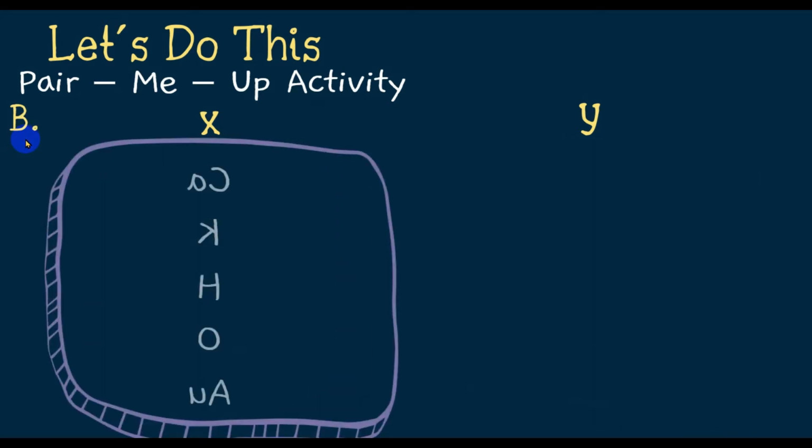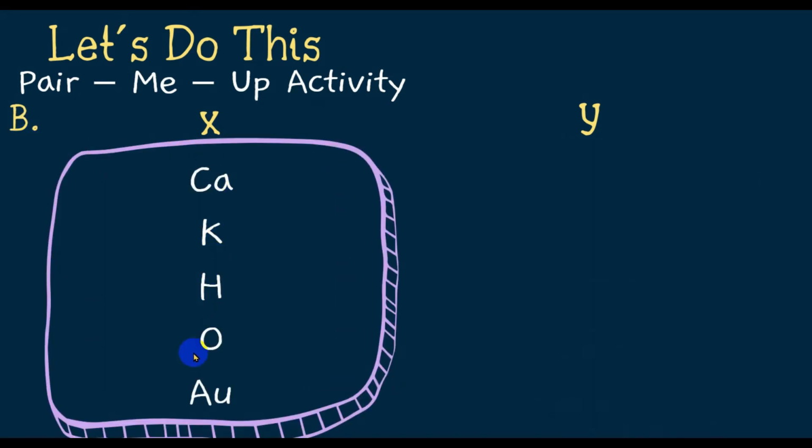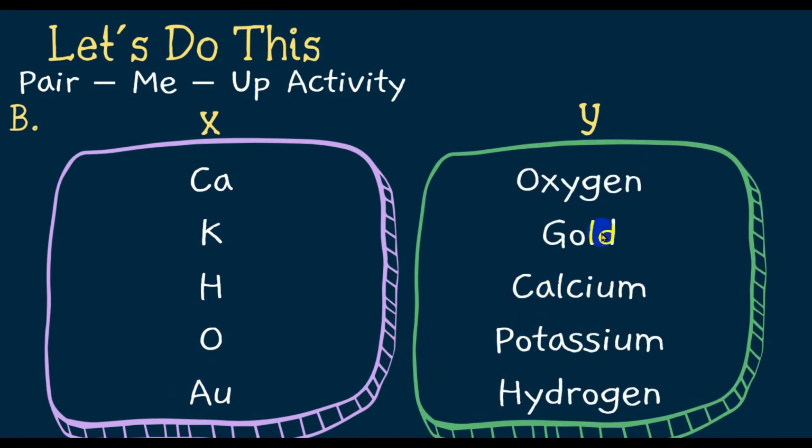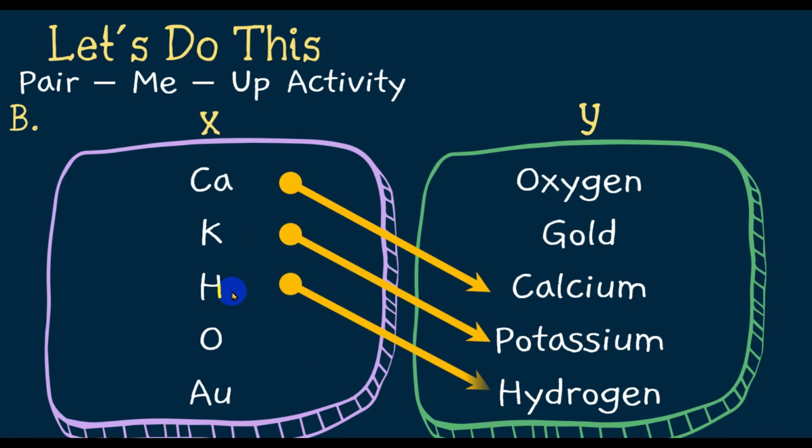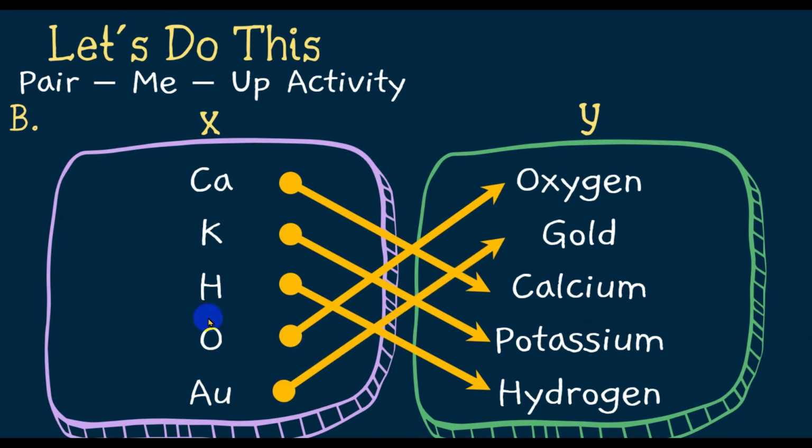Next, another set. We have here Ca, K, H, O, and Au. Then on our set Y, we have here oxygen, gold, calcium, potassium, and hydrogen. So for Ca, yes, it is related to calcium. K is for potassium, correct? H is for hydrogen. O is for oxygen. And the last one, Au is for, yes, it is for gold. So again, elements here on set X are related to the elements here on set Y.